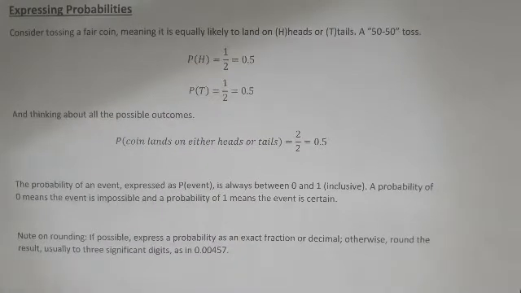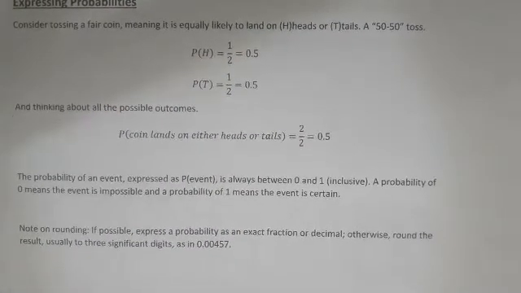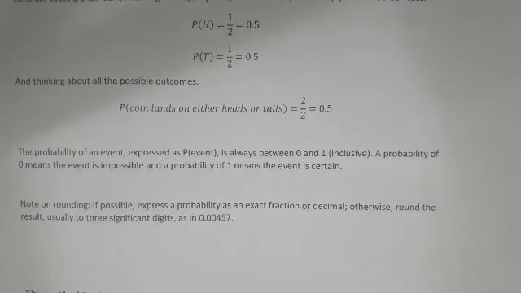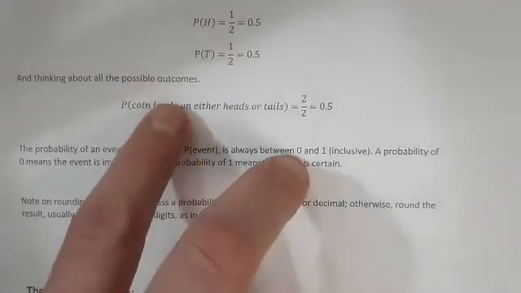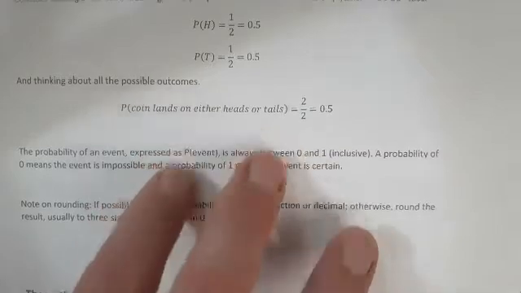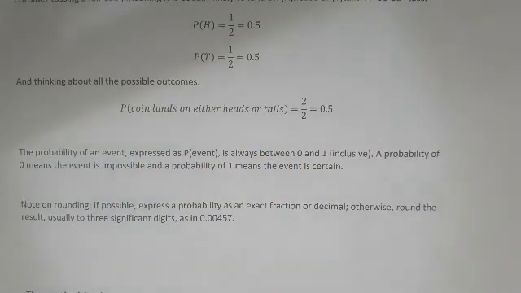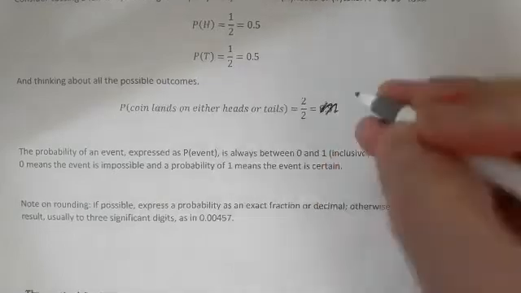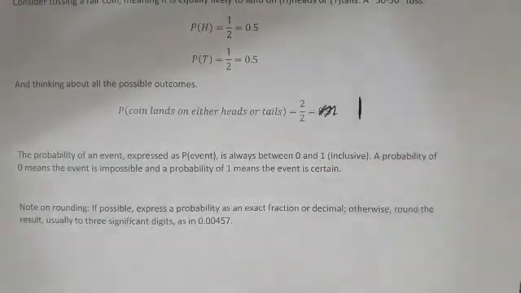Probability of tails is going to look exactly the same. It's going to be a 0.5 probability, and think about all the possible outcomes. If it's going to land on either heads or tails, that's everything. Whoa, whoa, whoa. Did a copy paste job. 2 over 2 is not 0.5. Sorry about that. This should definitely be number 1. If we add up every possible outcome, it should be a probability of 1.